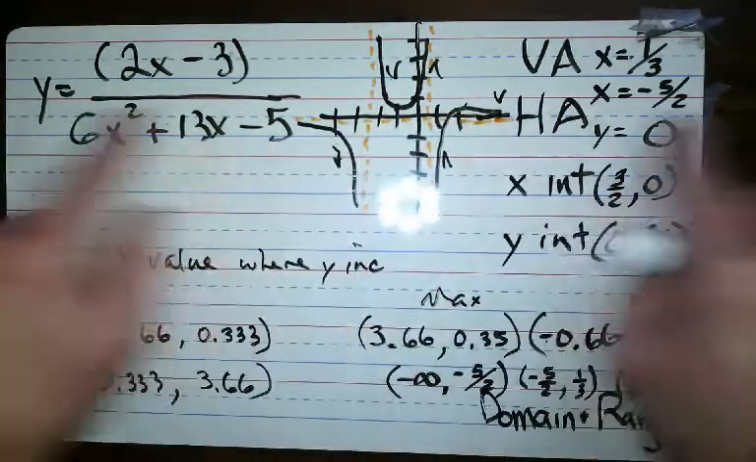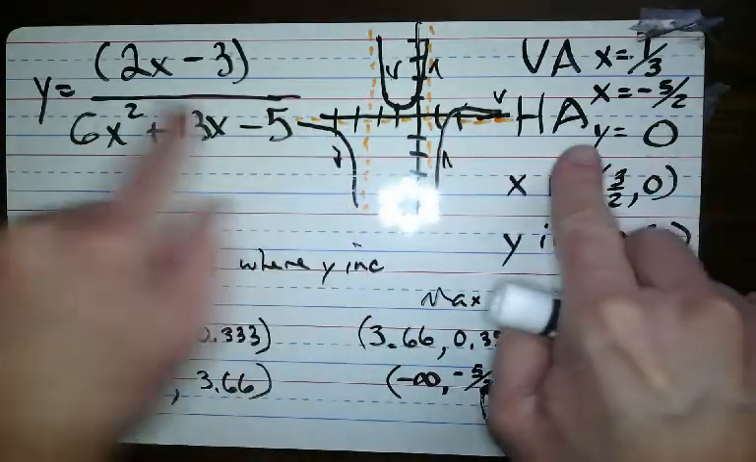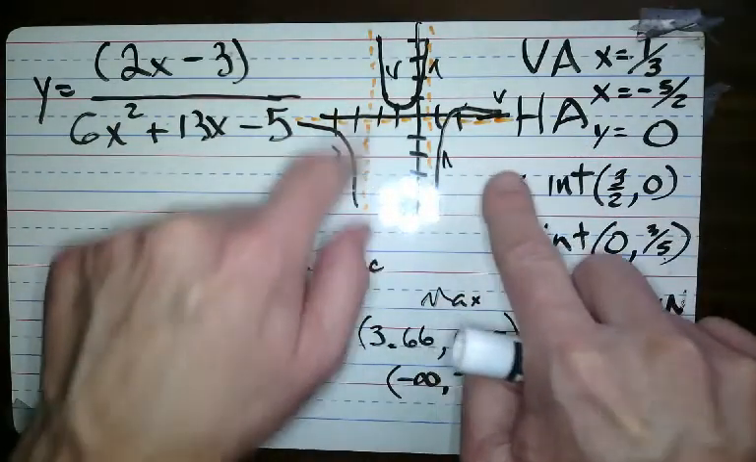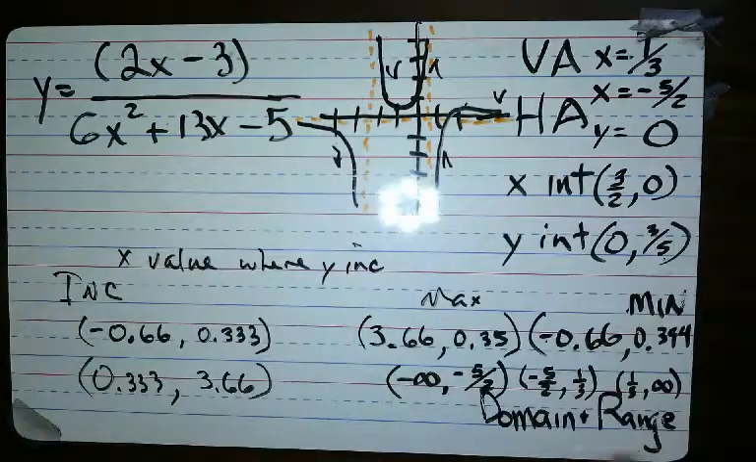So how wide is this graph? It goes forever this way, it goes forever this way. There's a hiccup right there and right there, right? You have to write those things out.